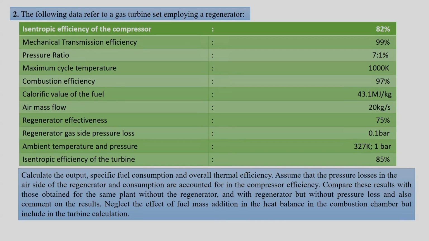So, we will move on to the next example, and next example states that following data refers to a gas turbine set employing a regenerator.